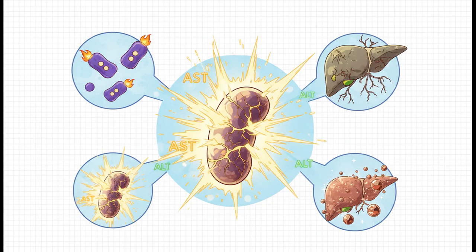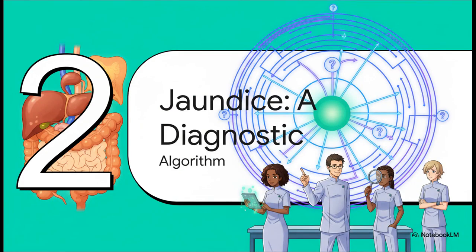So the takeaway is simple but powerful. When AST is way higher than ALT, you have to think about mitochondrial injury. Alcoholic hepatitis is the poster child for sure, but don't you dare forget toxic or ischemic injury and Wilson's disease on exam day. Great. Now let's move on and see how these concepts build on each other.